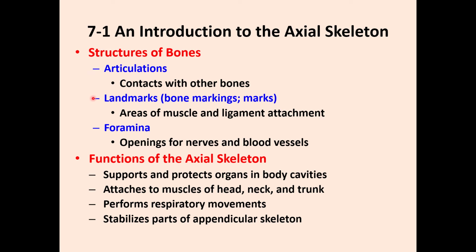Then there are the landmarks. Another name for that is bony markings, and these are areas for attachment of the muscles and the ligaments. So there is some bony prominence there. These are landmarks. Sometimes there are changes in the shape of the bone because some other structures pass through it. So that's how it is called. And foramina just means openings or holes, and usually nerves, blood vessels, and lymphatics pass through them.